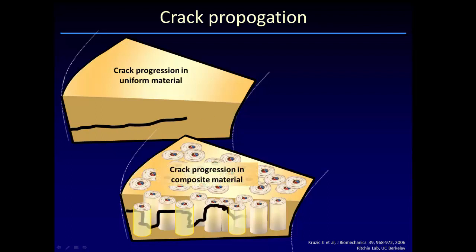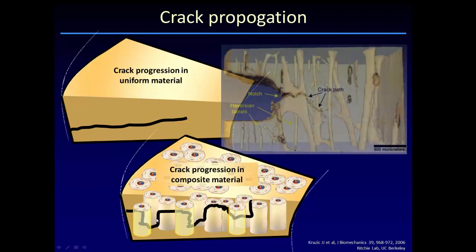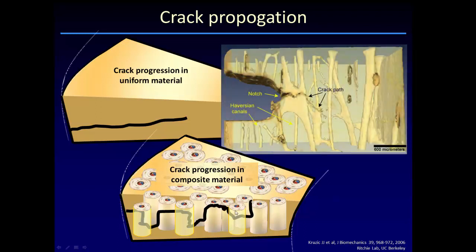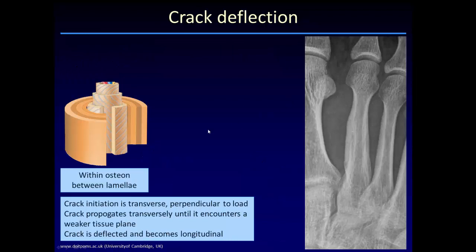But bone is not uniform, it's a composite, and it consists of all of these longitudinally oriented osteons, and so the crack is deflected by the osteons. This is an important concept for us about why fracturing will often stay within the cortex and lead to the resorption cavities that I'm going to show you in a few minutes. So crack pathways will get deflected.